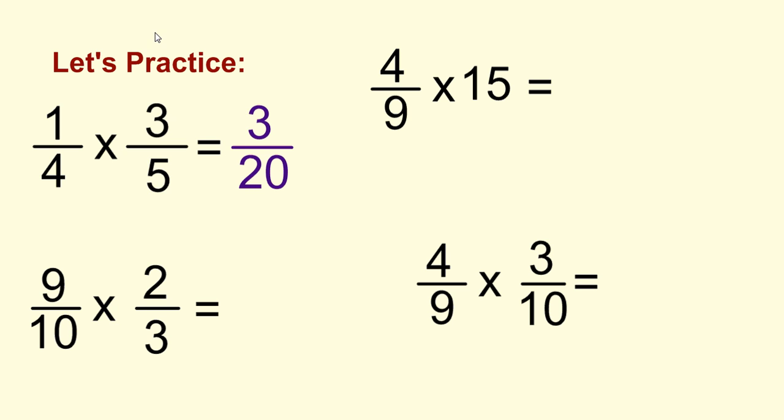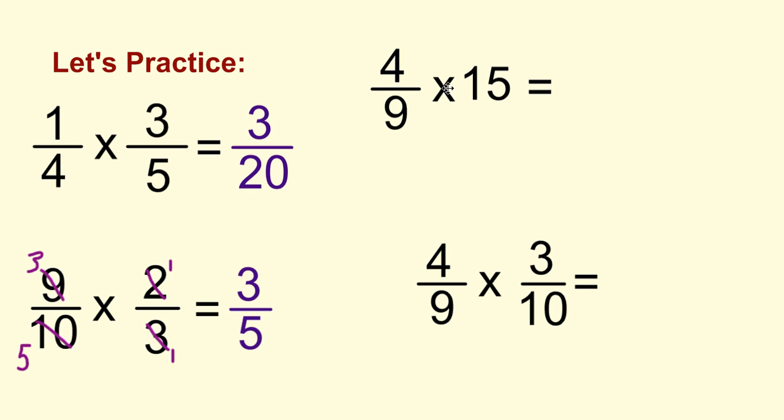How about the second problem? Were you able to simplify anything here? That's right. The 9 and the 3 can cross cancel, and the 10 and the 2, we can factor a 2 out of both of those. So we're left with 1 and 5. And when you reveal the answer, we get 3/5. We then multiply numerators and denominators.